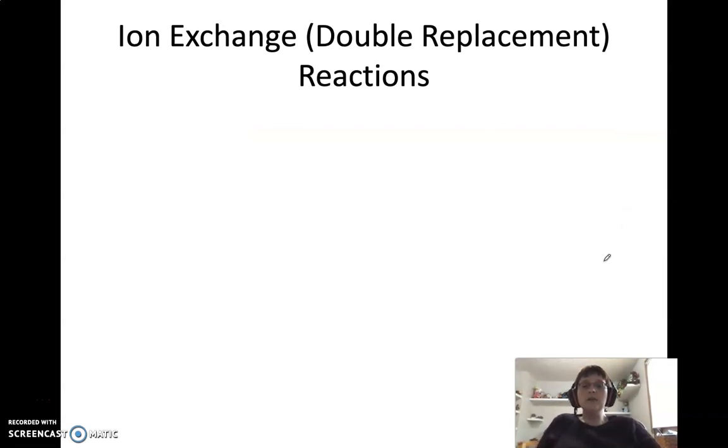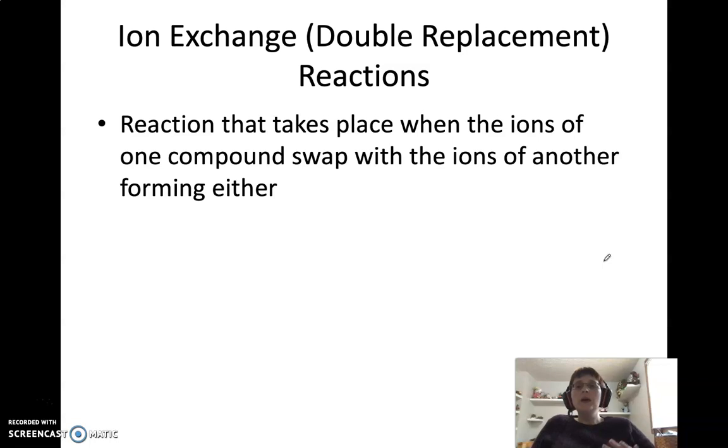Like I said, there are other replacement reactions, and the other major one we're going to be looking at are double replacement reactions, sometimes called ion exchange reactions, because these go on between ions only. So we saw with those single replacement reactions that sometimes you can get covalent bonded compounds like water and carbon dioxide either being swapped out or formed. Here we're dealing only with ions. So this is a reaction that happens when ions of one compound swap with the ions of another.